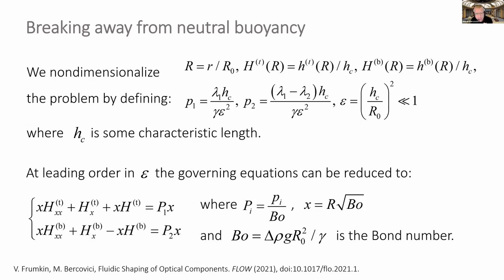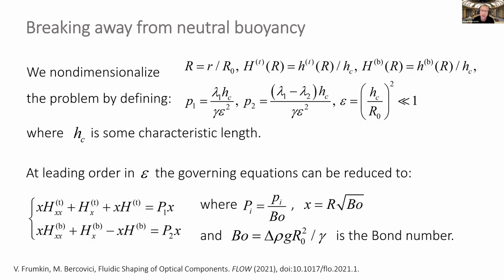We use the same equations I showed you before, except we linearize them, and we linearize them with a small parameter that is the typical height of the optical component divided by its typical diameter or radius. For most optical components, this is a small number, but not for all optical components. Some can deviate from this.